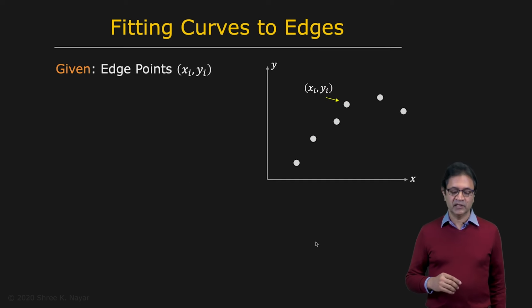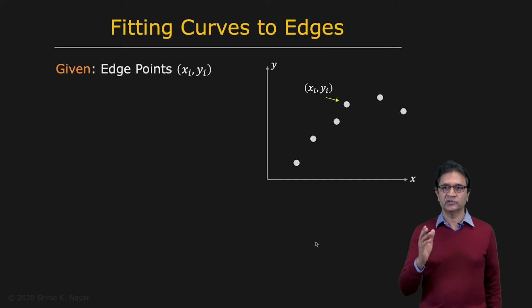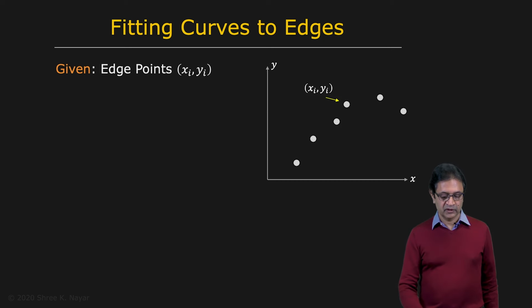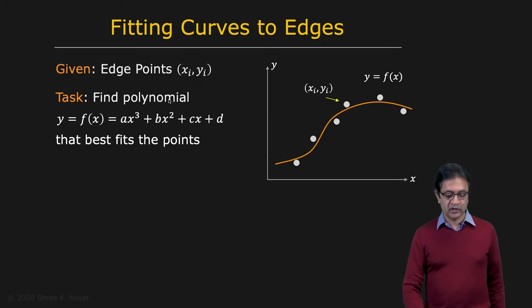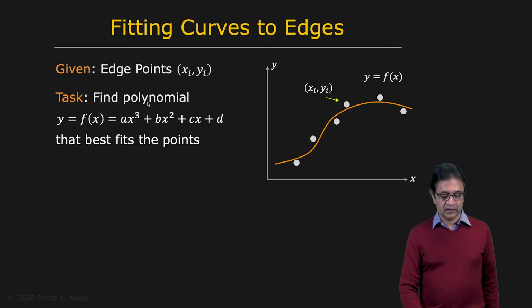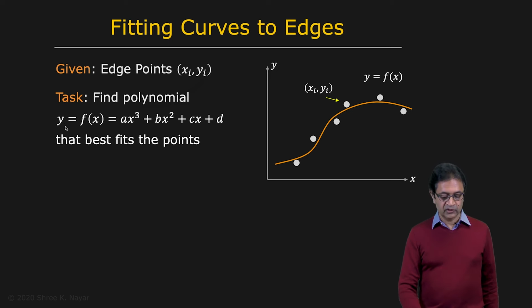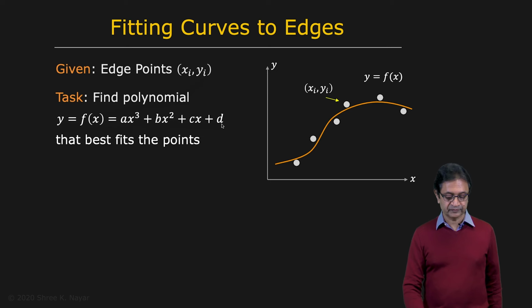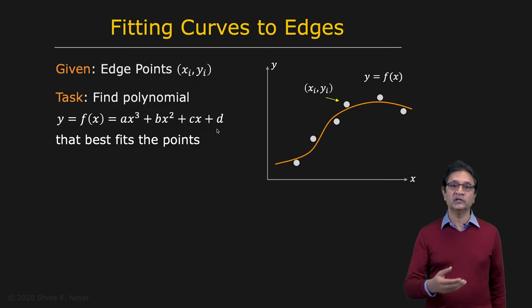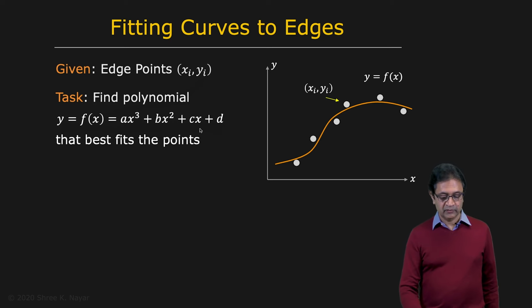Okay, so now let's take it up a notch and go from straight lines to curves. So now you're given, again, a set of edge points, and you want to fit to it a polynomial. And let's say it's a third order polynomial. As an example, it can be any order. So you have y equal to ax cubed plus bx squared plus cx plus d. And we want to find the a, b, c, and d, the parameters of the polynomial that best fit the points.